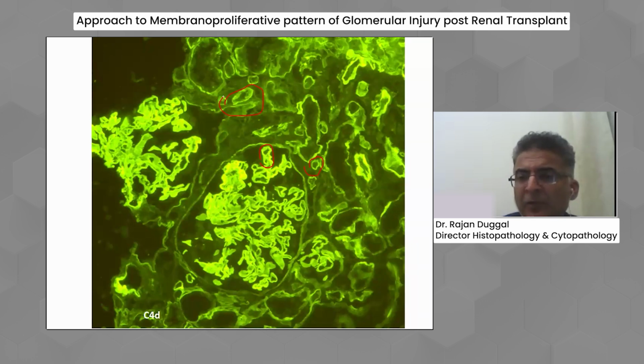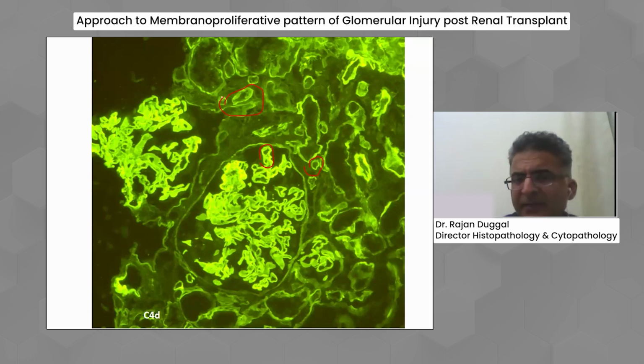If you find a morphology which is like transplant glomerulopathy, and transplant glomerulopathy means that there is non-uniform thickening and duplication of the glomerular capillary wall. I'll highlight duplication of the capillary wall in the next case also.